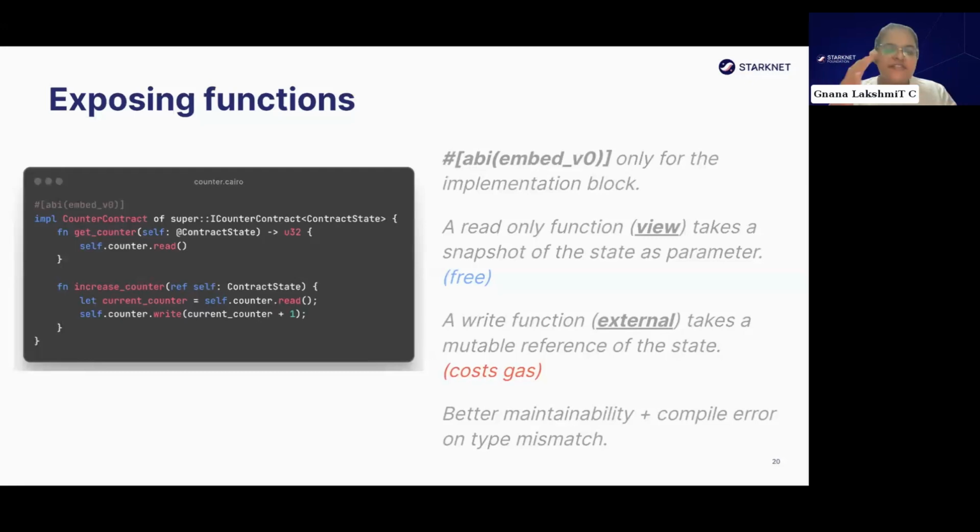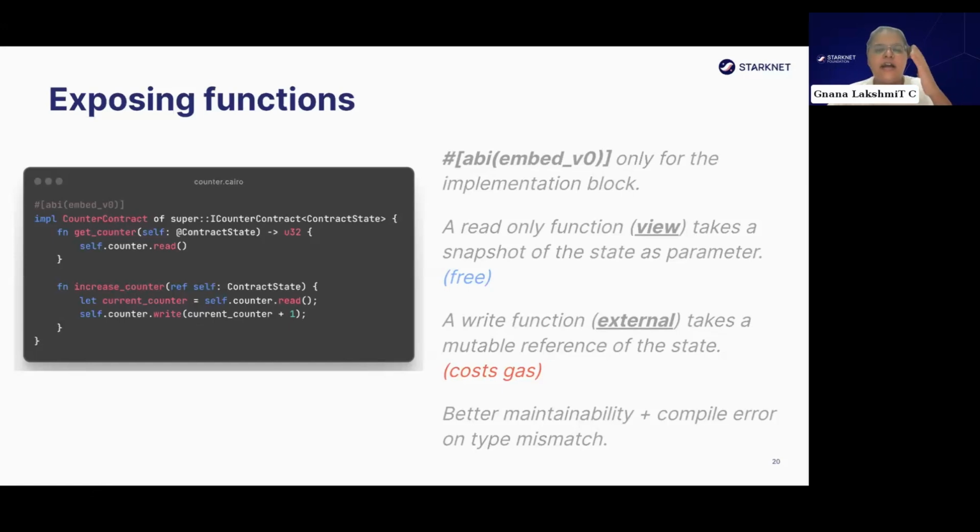And then you implement those functions in an implementation of that particular interface, right? And this particular implementation has two functions in this case, which are get counter and increase counter. Now, for this implementation block, if you want these functions to be able to be called externally, then you have to add this annotation called ABI embed underscore V0. This is an important annotation that tells the compiler that this particular implementation block can be called externally, right? So this is the first thing that you need to understand. Now automatically you're exposing these functions to being called externally, okay?